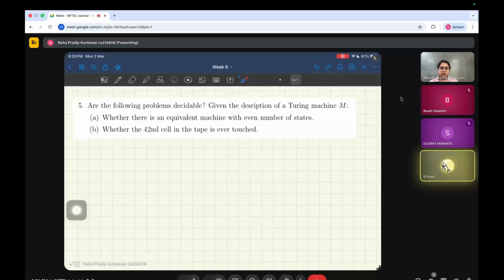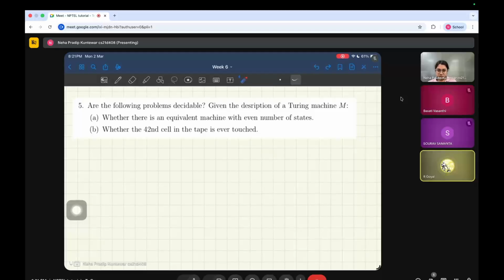Are the following problems decidable? Given the description of a Turing machine, whether there exists an equivalent Turing machine with an even number of states? And given the description of the Turing machine, whether the 42nd cell of the tape is ever touched?